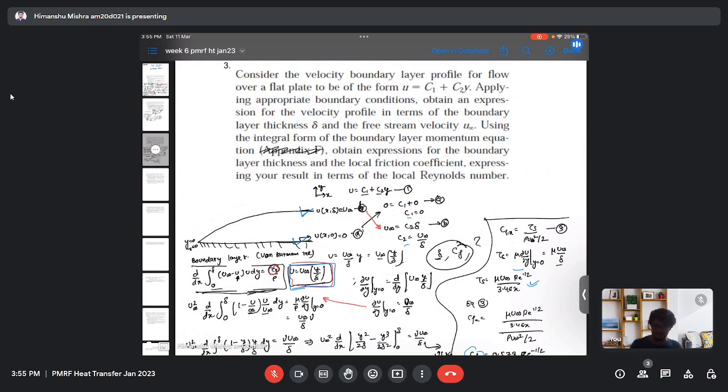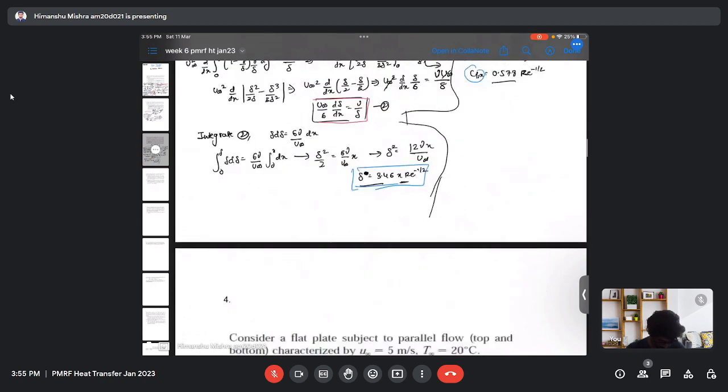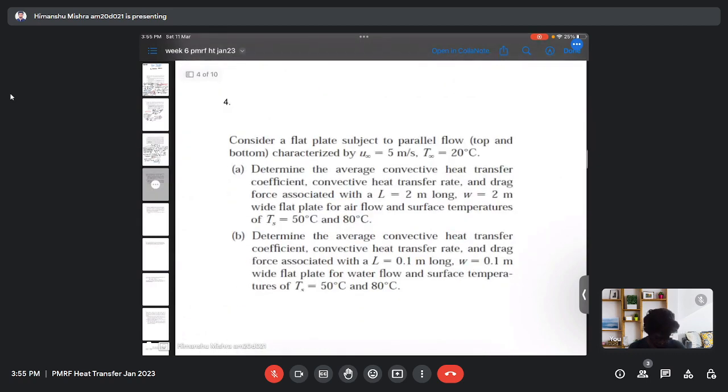So let's move to the next question. Consider a flat plate subject to a parallel flow, top and bottom, and the free stream velocity and temperature is given as 5 meter per second and 20 degrees Celsius.